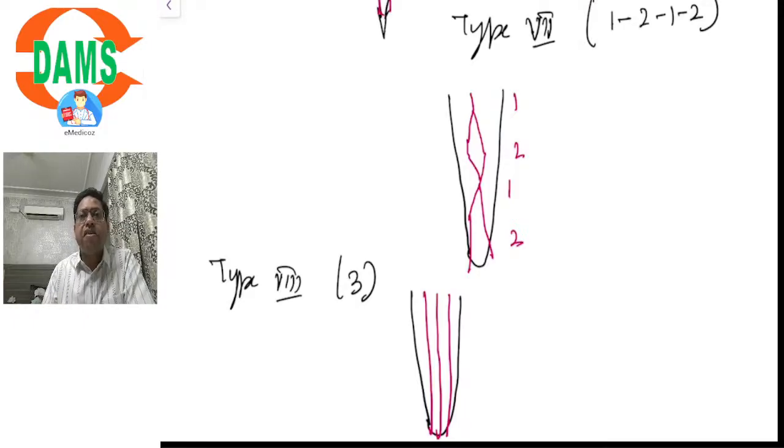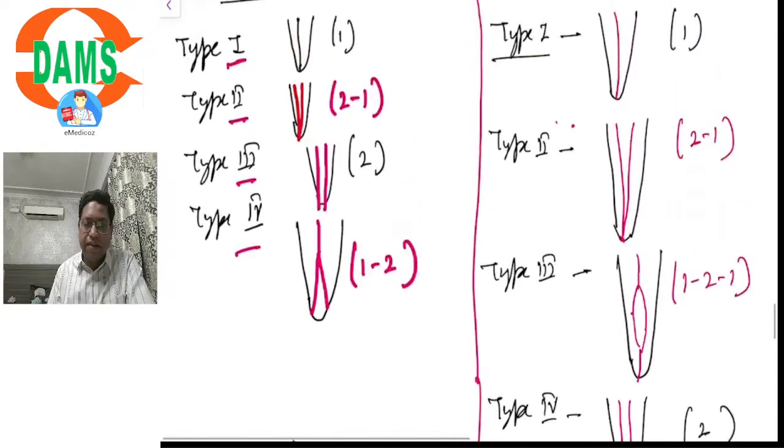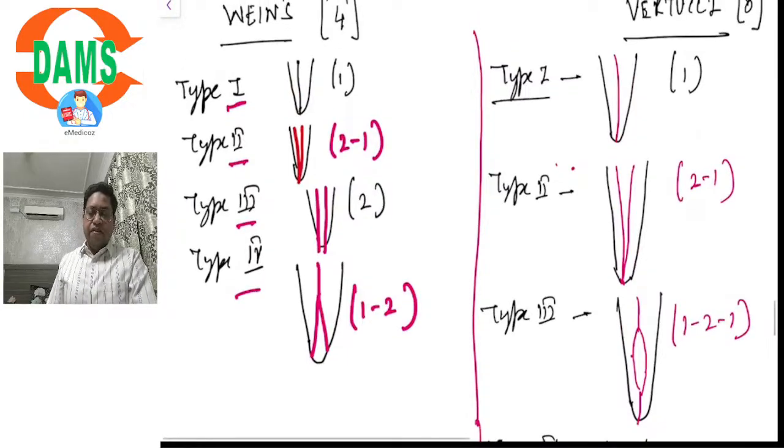So what we learn from these canal configurations is that it is not necessary that a tooth root has a single apical foramen. It can have multiple apical foramina depending upon the root canal configuration. Please do not get confused between the two classifications, Weine and Vertucci. Vertucci type 1 and type 2 are the same as Weine's, and then there is a difference in the classification. This is how you have to remember the Vertucci classification of the root canals.